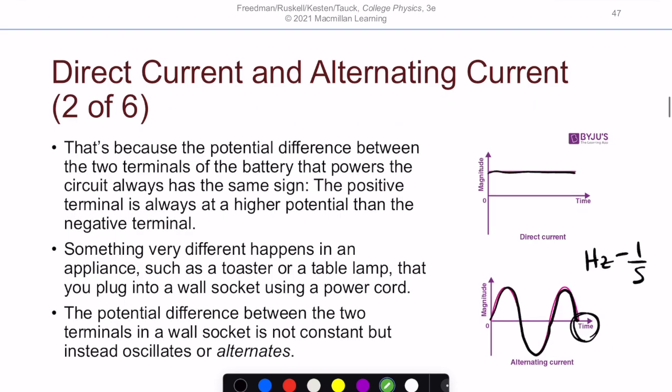Now, there's another way we can power devices. Certain devices like toasters or lamps, anything that you plug directly into the wall, is going to run on alternating current. So our house wiring is actually done in alternating current. And what is alternating current? Alternating current is alternating the direction of the current per unit time, okay?